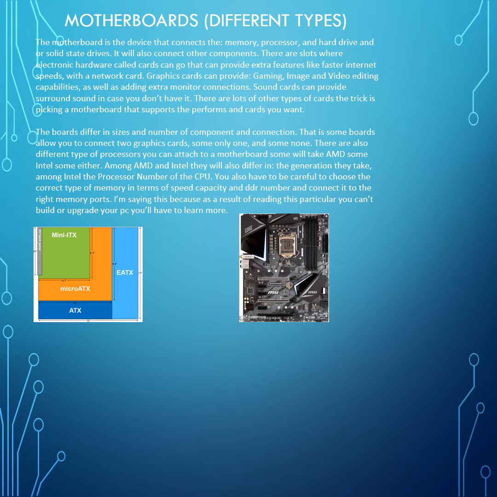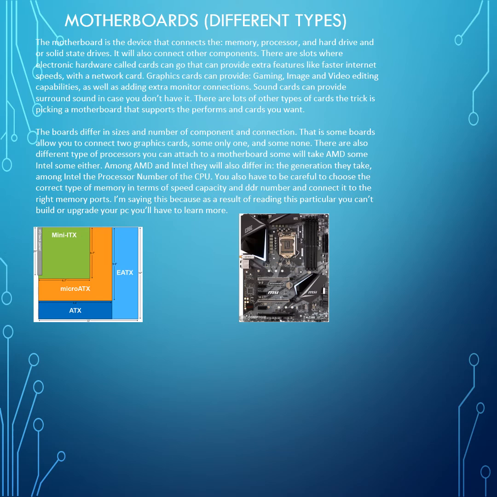Sound cards can provide surround sound in the case you don't have it. There are lots of other types of cards. The trick is picking a motherboard that supports the performance and the cards you want. The boards differ in sizes, the number of components, and connections. Like we can see the dimensions for a Mini ITX, which is 6.7 inches by 6.7.